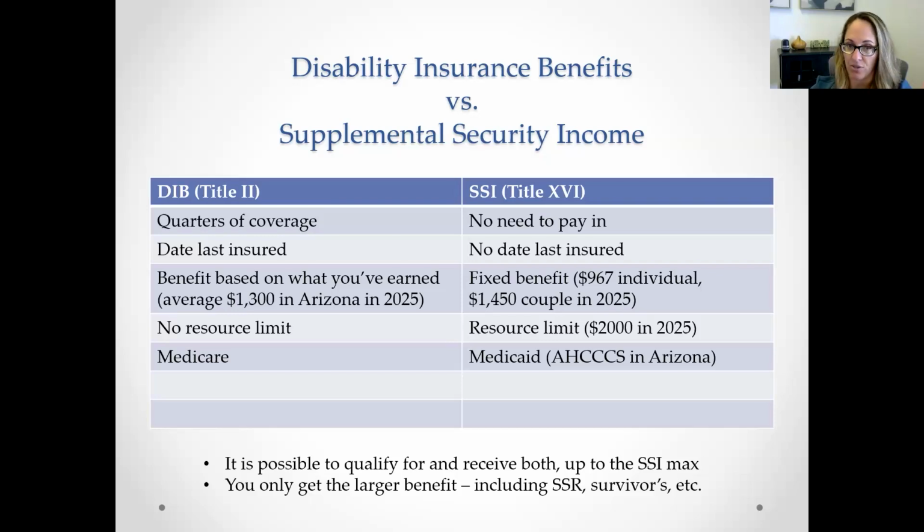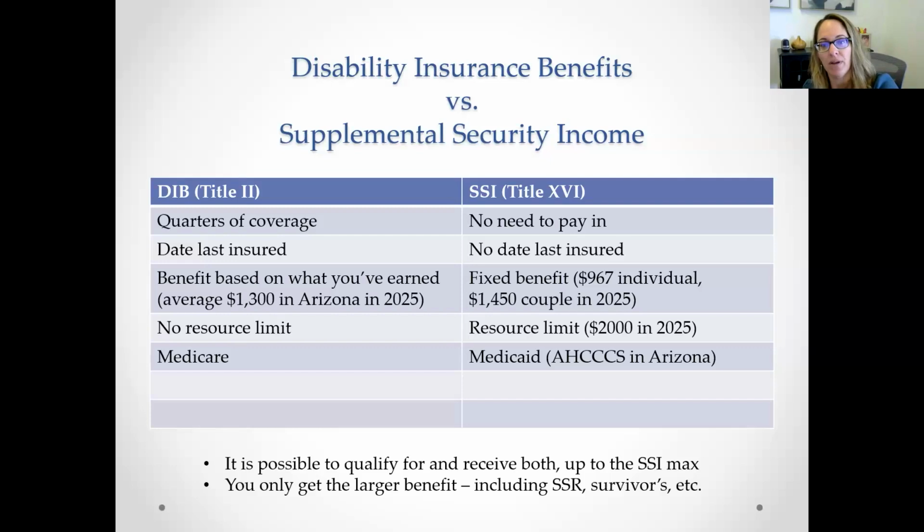Another benefit to disability insurance under Title II is that if you're found disabled, you will also become eligible for Medicare automatically. You'll get Medicare health benefits 2 years after your eligibility date for disability insurance benefits. So that's Title II benefits.